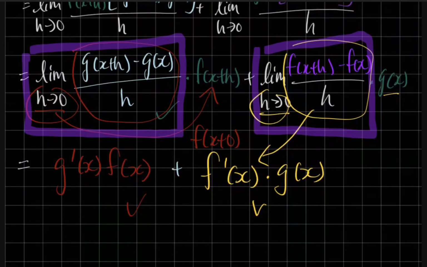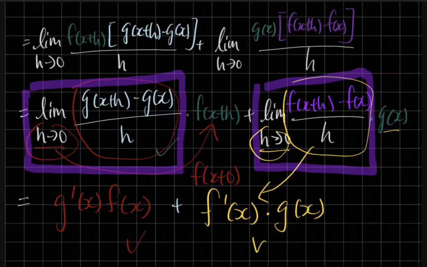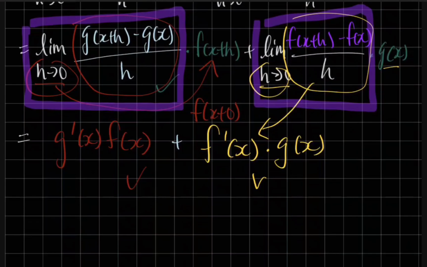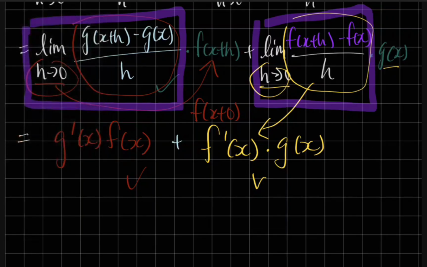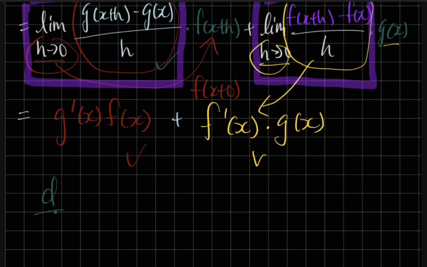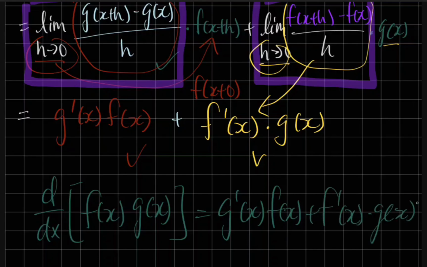And there we have it. We have the formula for the product rule. I'm going to write this down again. So now we have found that for the derivative of a product of functions, we can use this formula right here: g prime of x times f of x, plus f prime of x times g of x. There we have it.